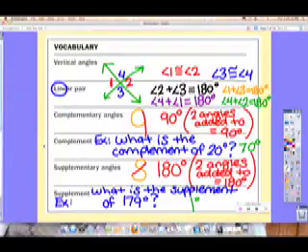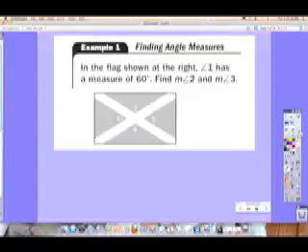The flag questions, so popular. Okay, draw on the pictures. I'm begging you. On the test, on the quizzes, you can draw on stuff. I'm a doodler. I'm drawing everything. So right here it says, in the flag shown at the right, angle 1 has a measure of 60 degrees. So I would take my pen or pencil and I would write right here, 60 degrees.